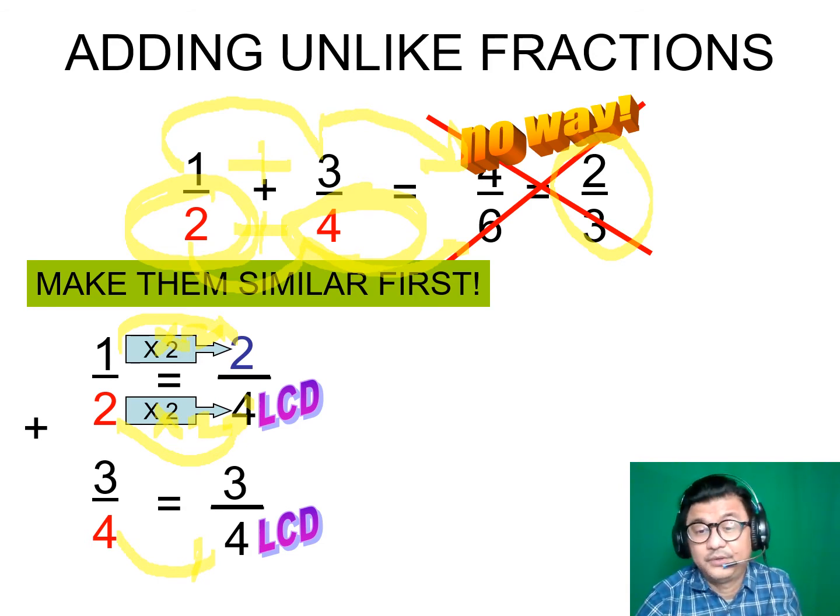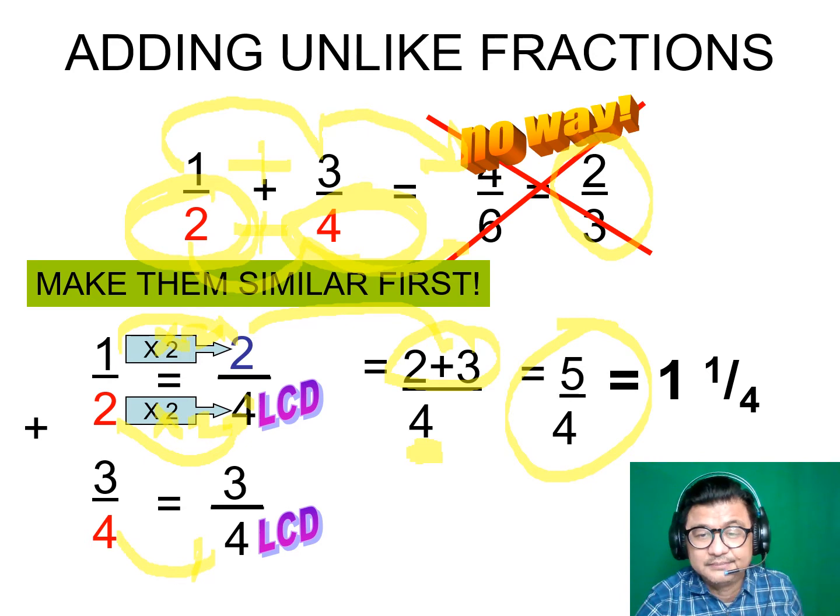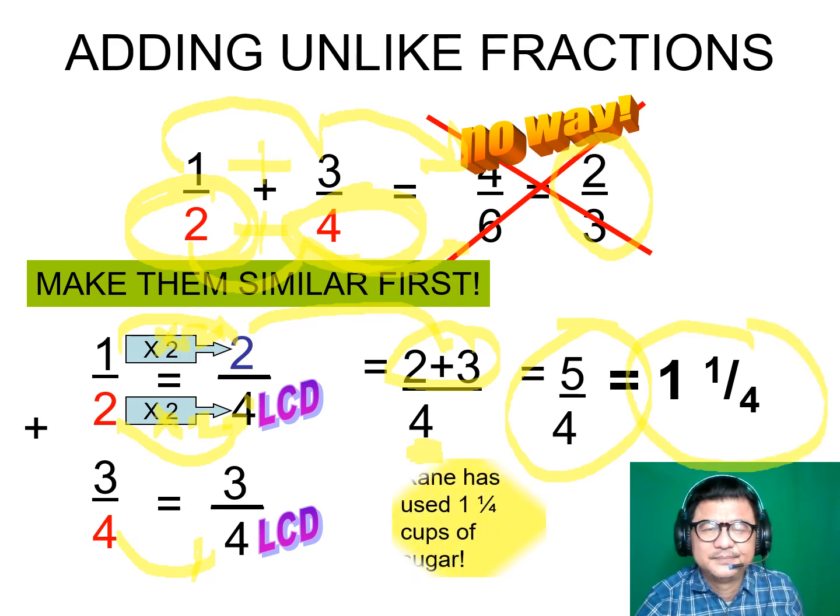Now, just like before, it becomes easier. I can simply add the numerators. 2 plus 3 goes there. And then copy the same denominator of 4. So the answer is 2 plus 3, 5/4. Since that is improper, remember, I divide it. I get 1 and 1/4. So Rain has used 1 and 1/4 cups of sugar.